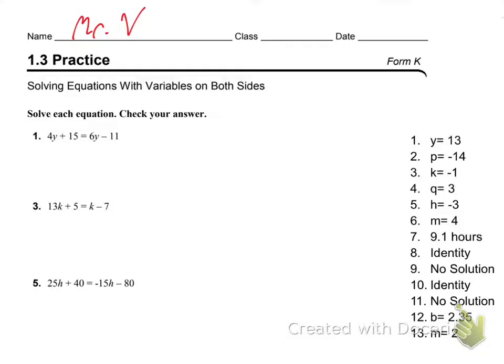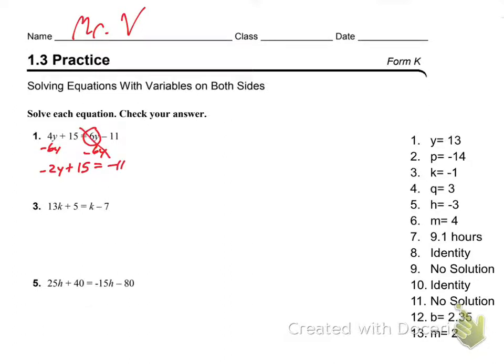So for the first one here, the first thing you want to make sure you do is that you get everything with a variable to one side. So I want to get the 6y over on this side, and then I want to get the 15, because it does not have a variable, over to this side. So I'm going to minus 6y to both sides. So then I'll have negative 2y plus 15 is equal to, this crosses out, negative 11.